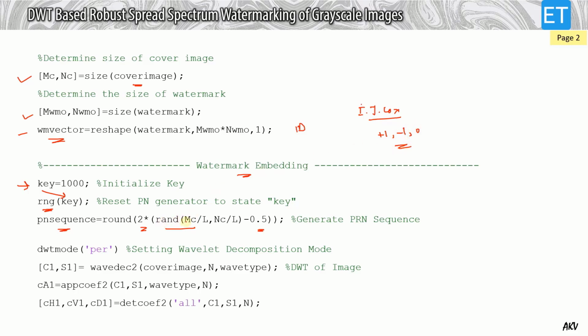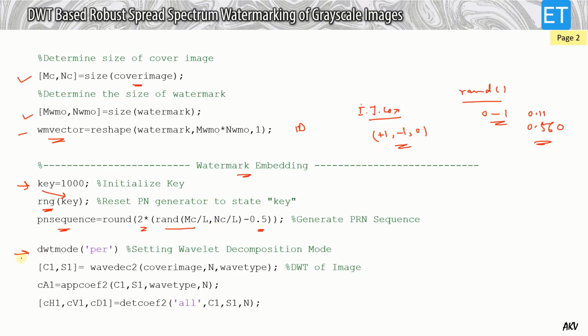So this mathematical operation is done to convert your random vector to have only these three values, because Matlab's random function will generate any random number in the range 0 to 1. So it can generate, let's say, 0.1, 0.560 and something else, anything between 0 and 1. But the requirement is that we need only +1, -1 and 0. So to achieve that, this operation is done.